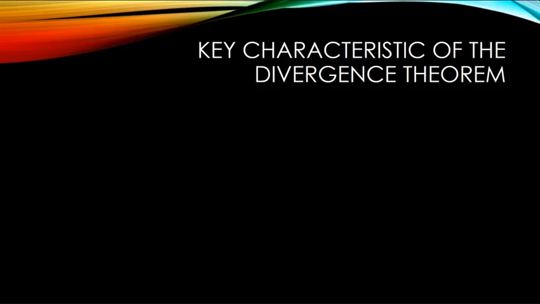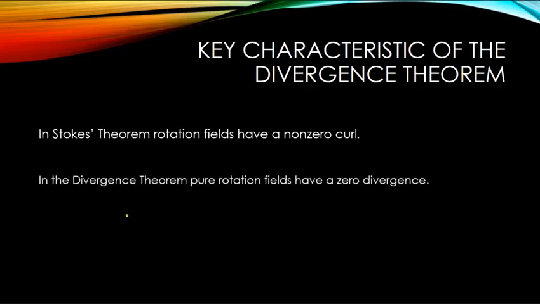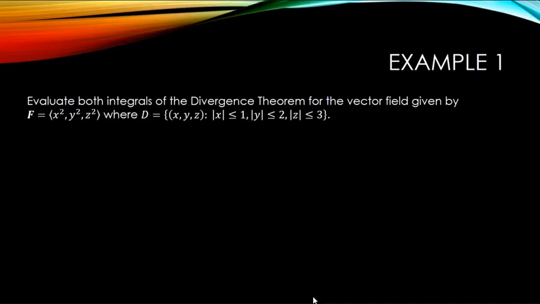There's a key characteristic of the divergence theorem that I want to mention. In Stokes' theorem, the rotation fields have non-zero curl, but in the divergence theorem, pure rotation fields have a zero divergence. So let's work an example.